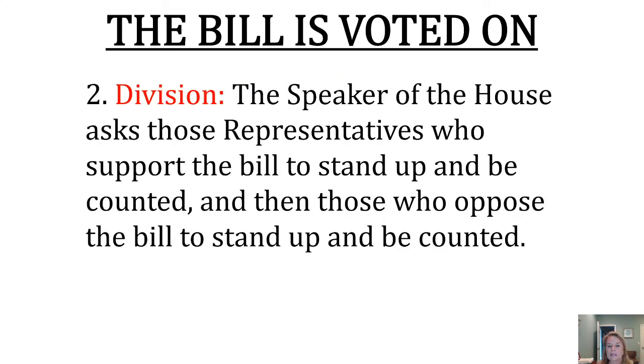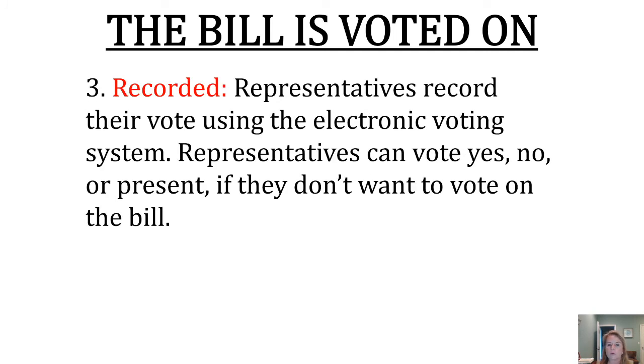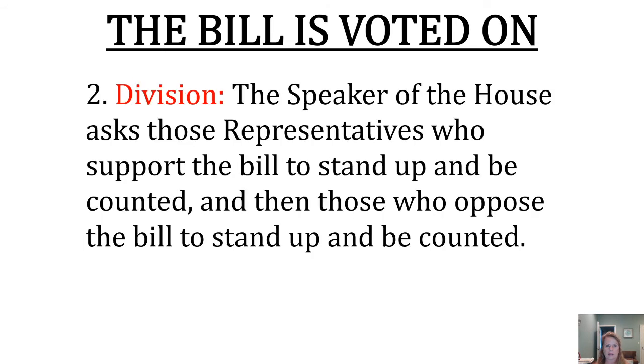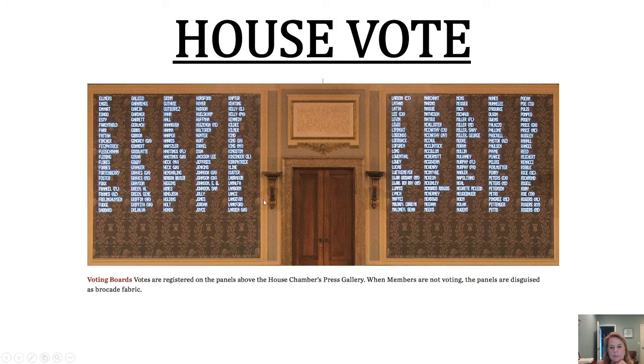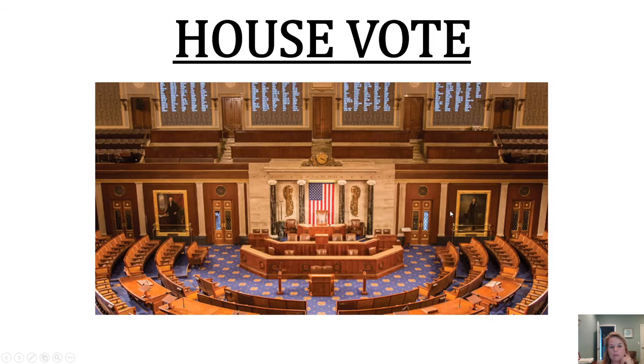The second one, the Speaker of the House asks the representatives who support the bill to stand up, and they're counted. Then those who oppose stand up, and they're counted. And then the third is recorded. Representatives record their vote using an electronic voting system, which you're going to see what the box looks like in just a minute. Representatives can vote yes, no, or present if they don't want to vote on the bill. So they're not voting yes or no. And there is the box. When representatives vote on a bill, they usually use the electronic voting machine. So this is one of the 3 ways they can vote: basically just saying it, or standing, or this electronic method. And this is actually in the chamber. You can see this is the voting board right here.